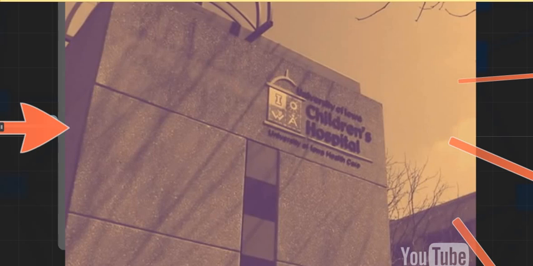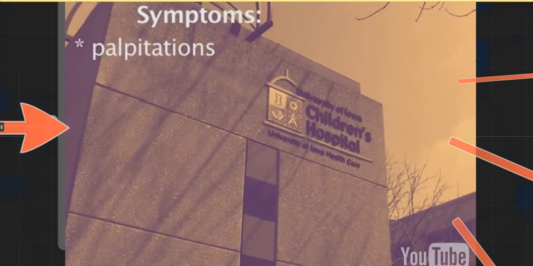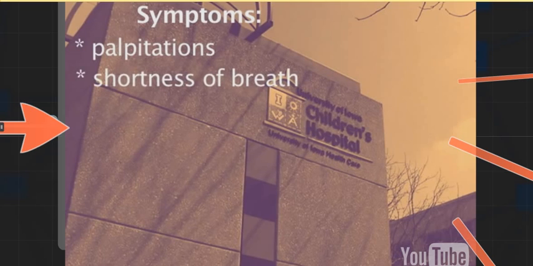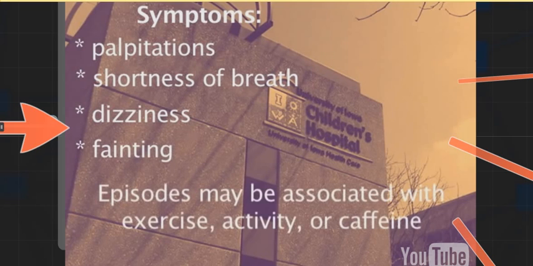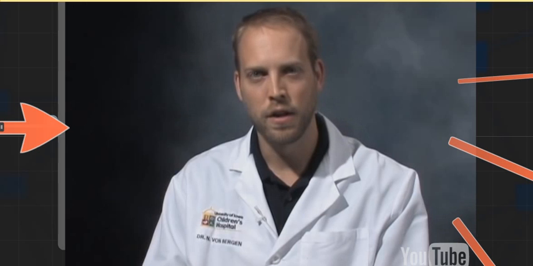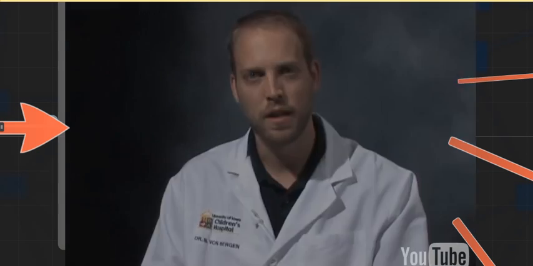Supraventricular tachycardia generally has symptoms such as palpitations, often with a sudden onset of fast heart rate, shortness of breath, sometimes dizziness, and occasionally patients can have fainting episodes. In some patients, these episodes may be associated with exercise, activity, or caffeine. Supraventricular tachycardia occurs due to an abnormal piece of muscle in the heart allowing electricity to loop. This loop of current causes supraventricular tachycardia.